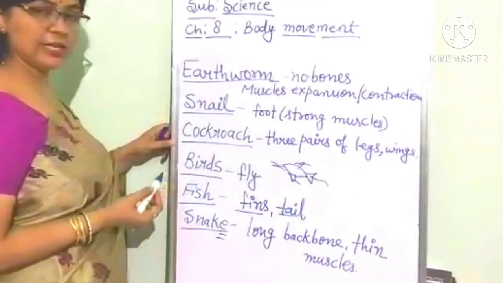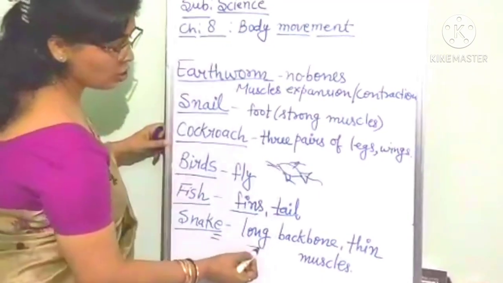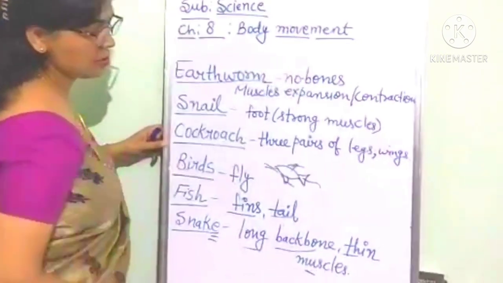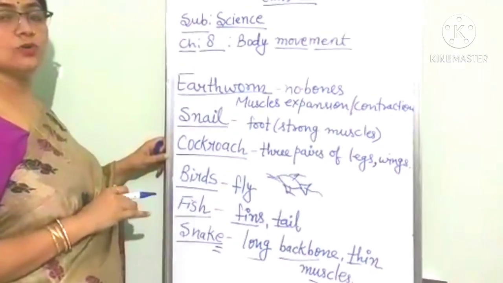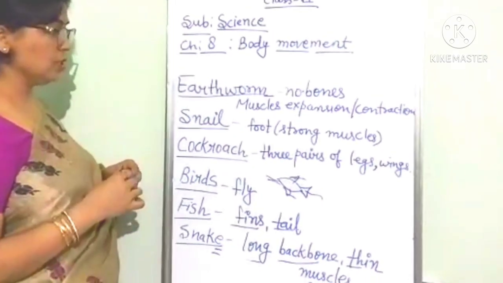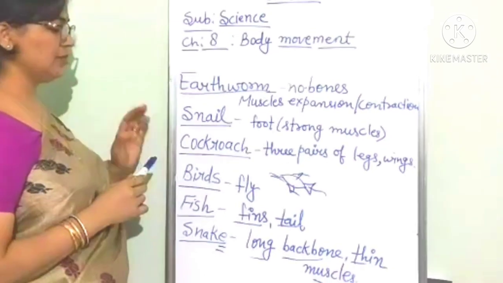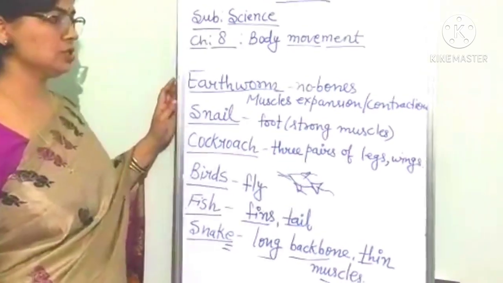Now the next is snake, class. Snake has a long backbone and thin muscles which help it to crawl, to go into burrows, or to help in movement. So in this way, according to the NCERT, we have completed all the portions.